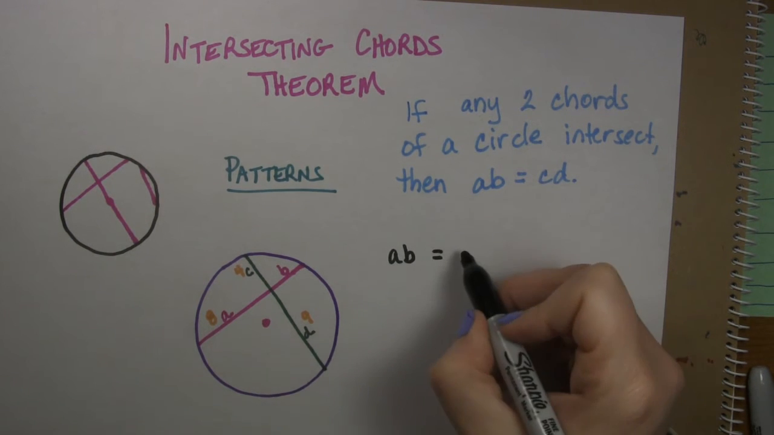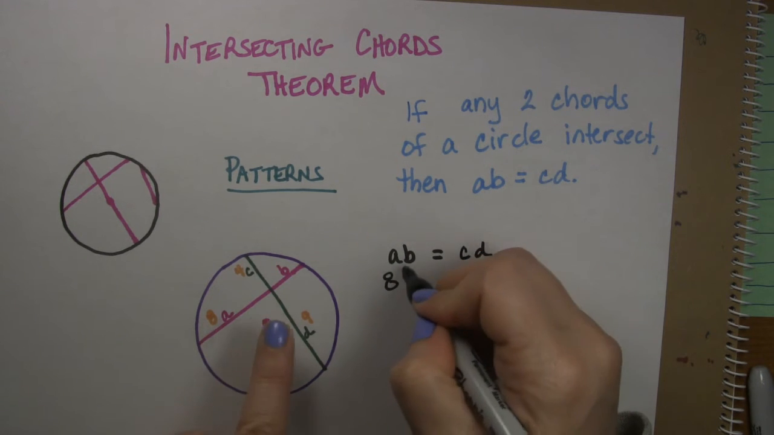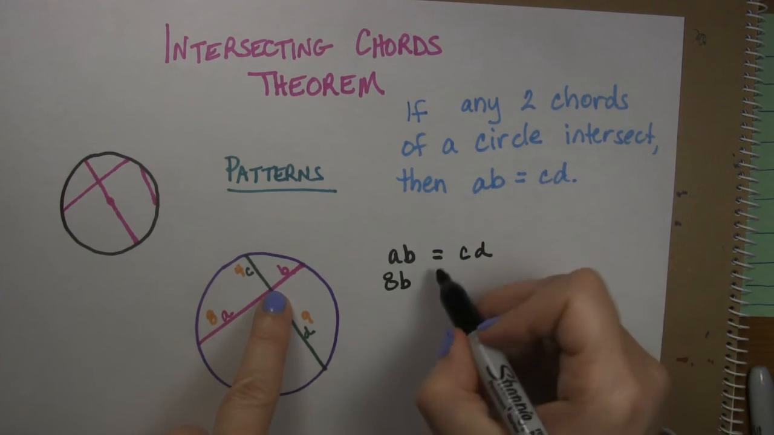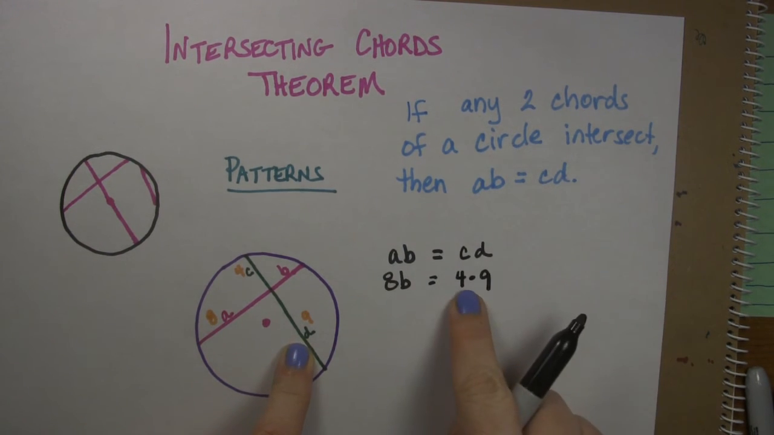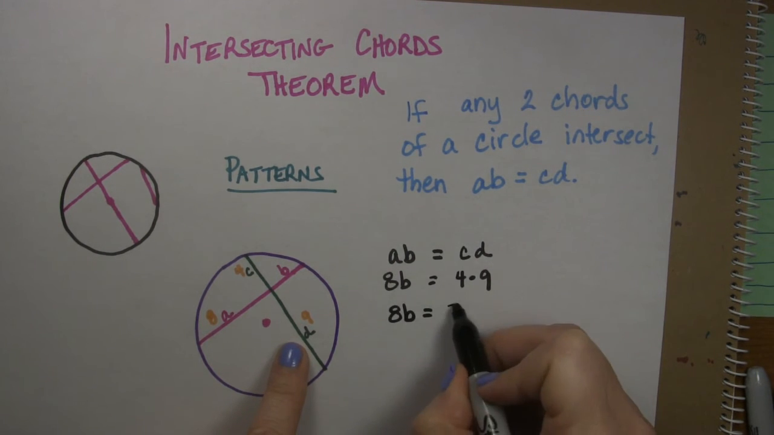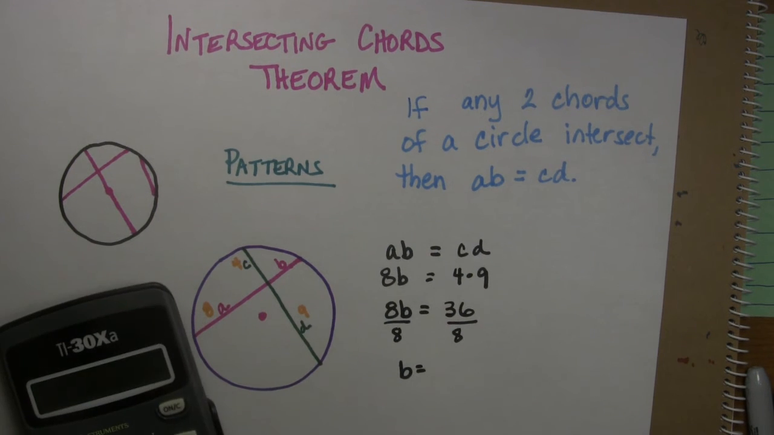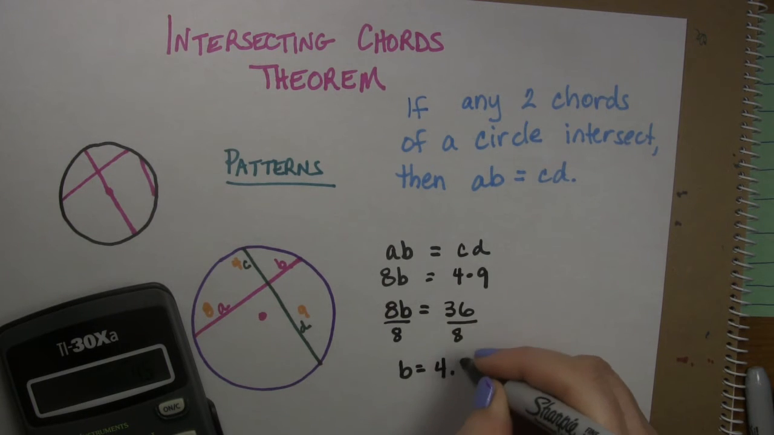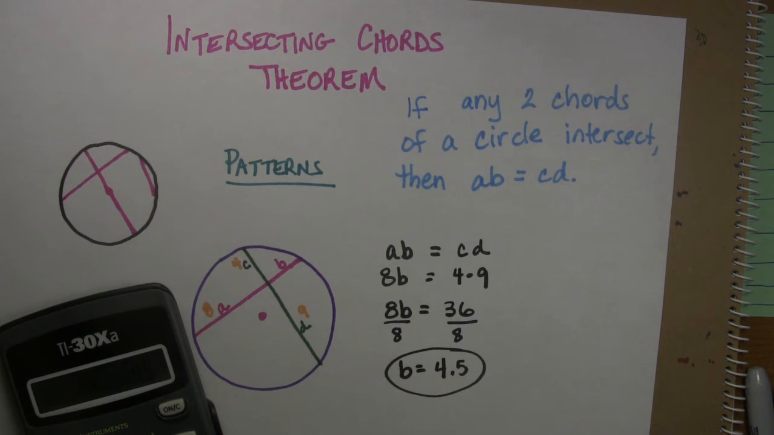All right, well, let's say that we write down our formula, AB equals CD. A is 8, B we don't know, so we're just going to keep calling it B, equals C is 4, and D is 9. That little dot means multiplication. So we have 8B equals 36. Divide both sides by 8, and we get B equals whatever that is. Let's find out. 36 divided by 8 equals 4.5. So the length of this part of the segment would be 4.5.